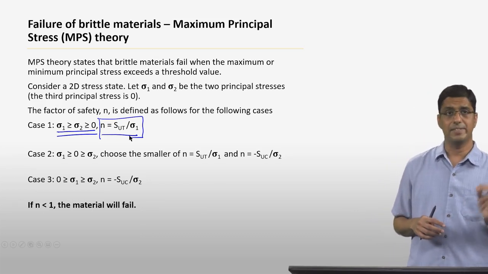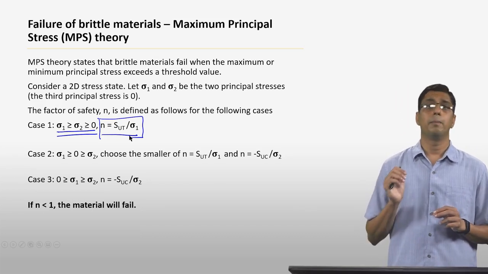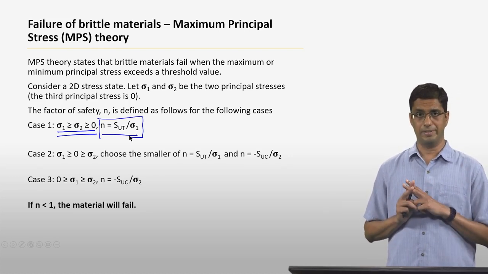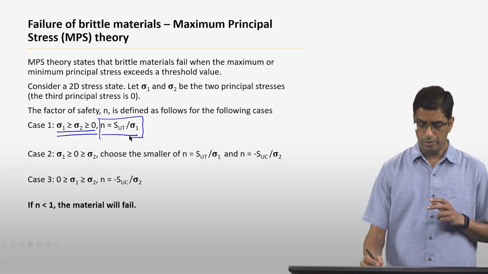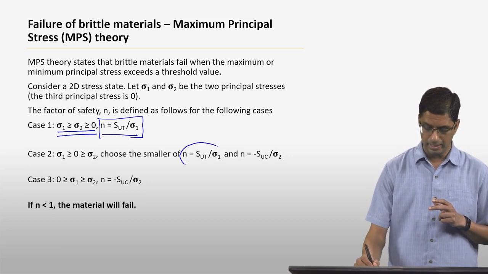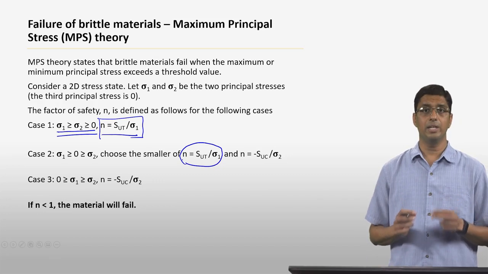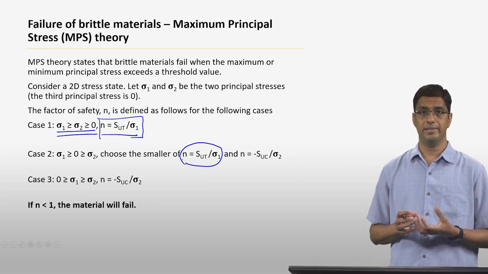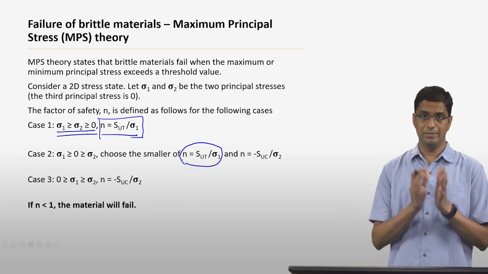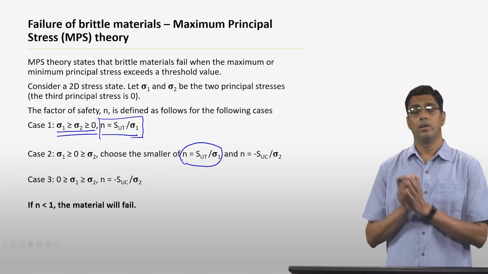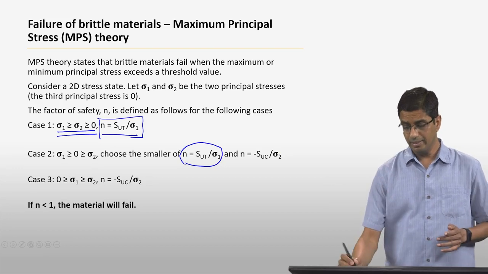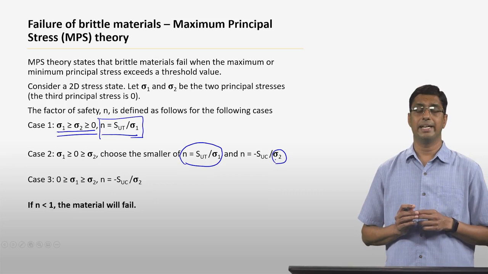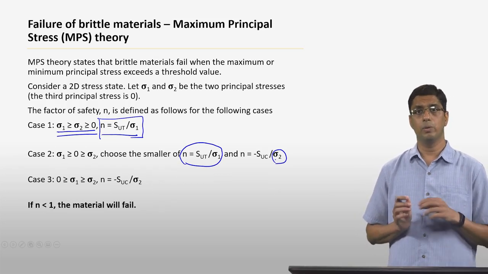Now, if that is the case where sigma 1 is greater than 0, but sigma 2 is less than 0, then you have to evaluate n in two different ways. The first way you evaluate n is SUT over sigma 1. SUT is the ultimate tensile strength. Divide that by sigma 1. That gives you one value of n. For the other value of n, you essentially consider sigma 2, and you calculate n by minus SUC over sigma 2.